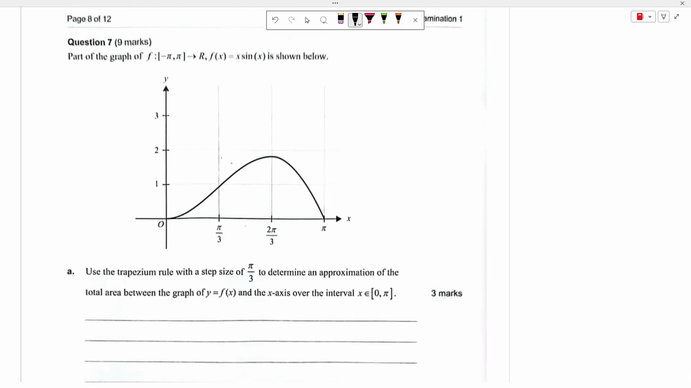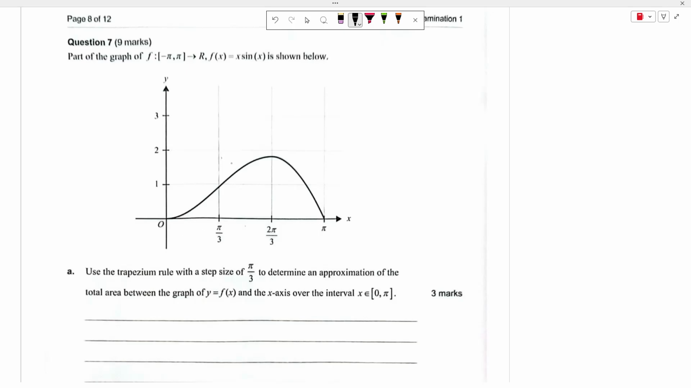Okay, a lot of fancy stuff, but all they're saying is we just have to use trapeziums to approximate the area under the curve. And we're going to have a step size of pi on 3. So we're going by pi on 3 each time, right? So that means we're actually going to have 3 trapeziums.